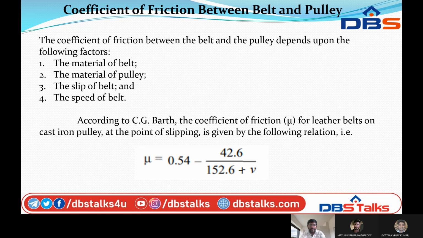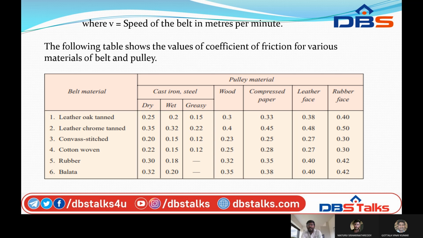According to Barth, the coefficient of friction mu for leather belts on cast iron pulley at the point of slip is given by the following relation: mu is equal to 0.54 minus 42.6 divided by (152.6 plus v), where v is the speed of the belt in meters per minute. The following table shows the various coefficients of friction for various materials of the belts and pulleys.